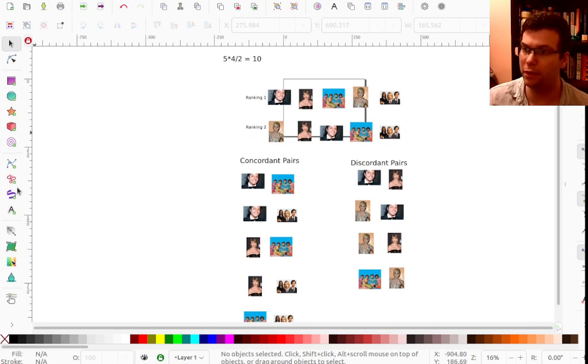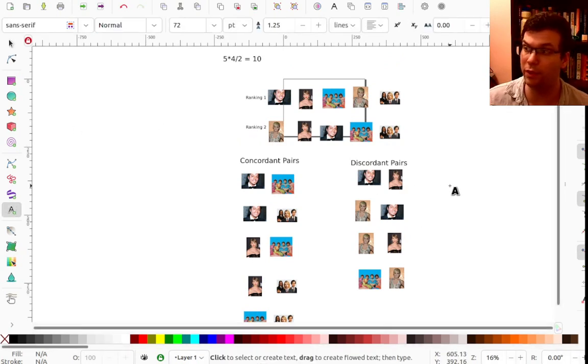So the Kendall tau distance is defined as the number that they don't agree on. So I would say here that the Kendall tau distance between ranker 1 and ranker 2 in this case is 4. Okay?